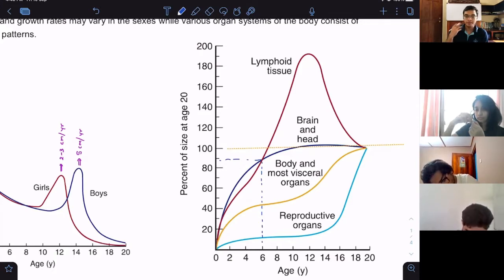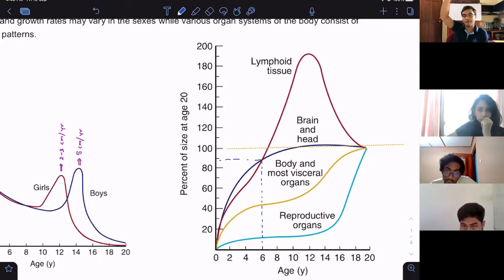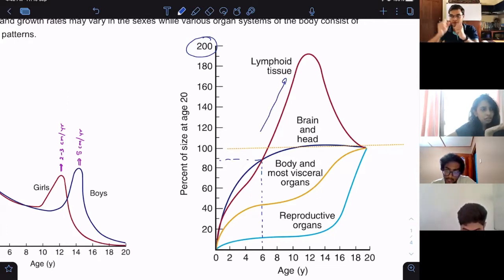Then look at this lymphoid tissue, guys. This one is special. From childhood until puberty, it increases and doubles in size. Then once puberty is onset, this lymphoid tissue starts atrophying and coming back to the normal adult size. So it goes all the way to 200%, then it starts to atrophy and comes to adult level sizes. This is very special. The lymphoid tissue is like that.